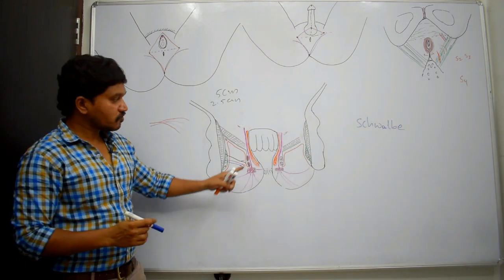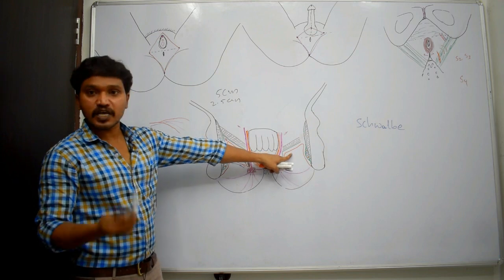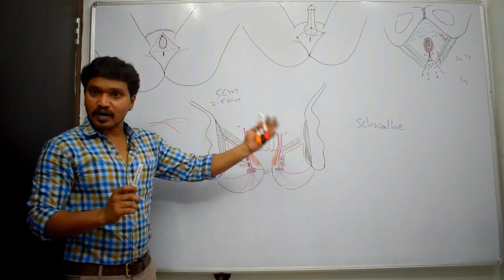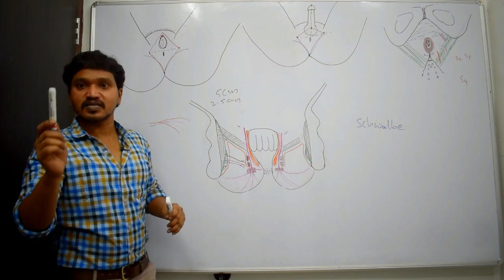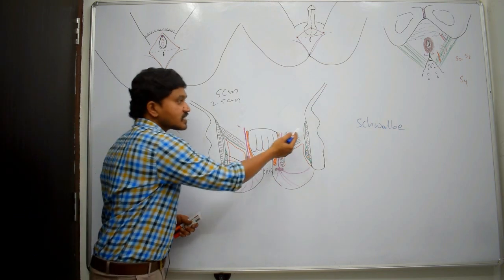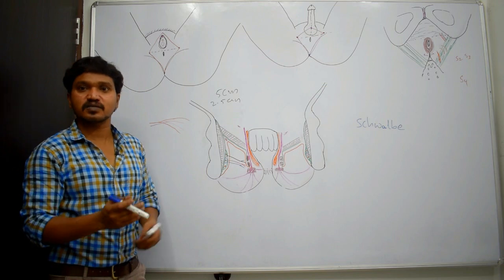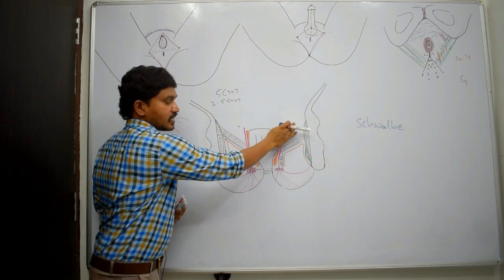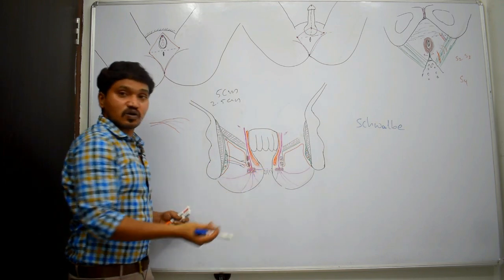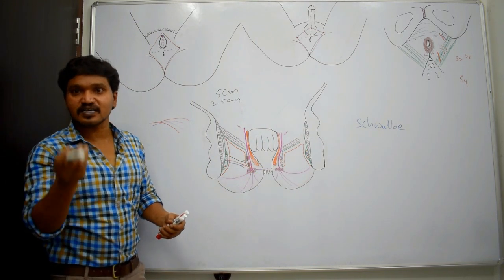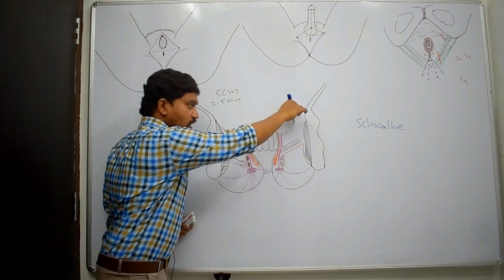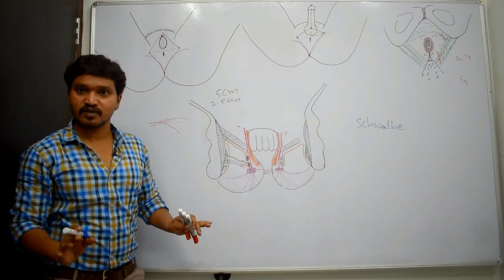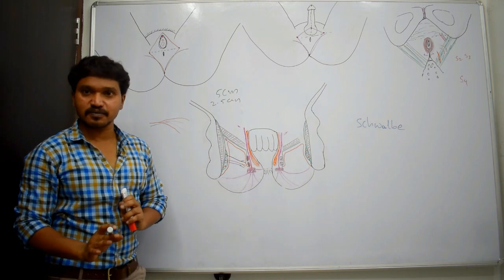So if the levator ani muscle fails to take origin from the obturator fascia, that condition we call hiatus of Schwalbe. Hiatus means opening. See here, there is communication from the pelvic cavity to the ischiorectal fossa. So pelvic contents may herniate into the ischiorectal fossa. Set. So that is one condition.